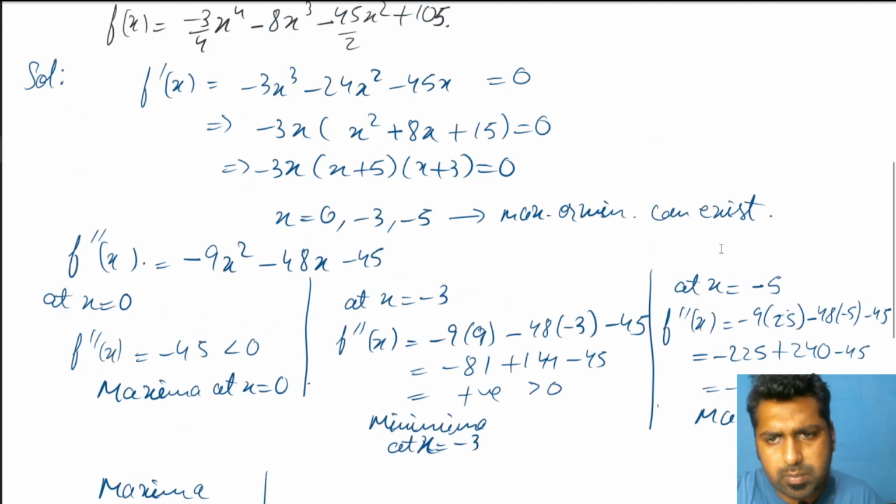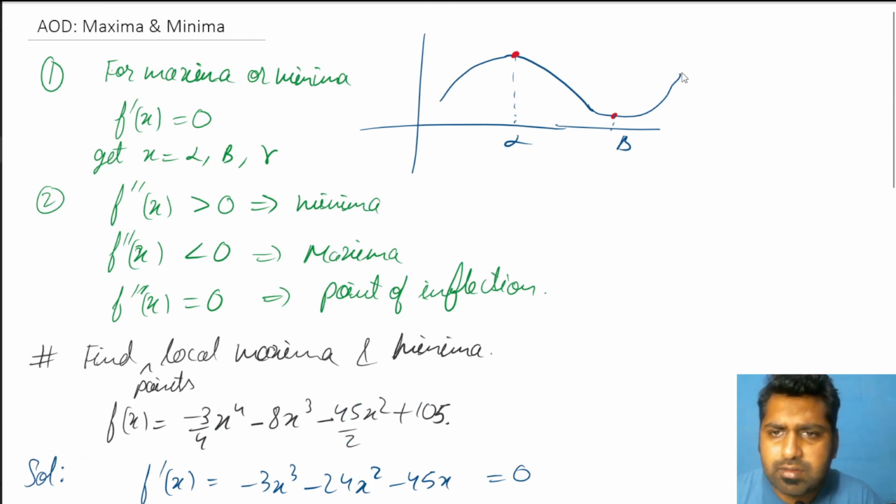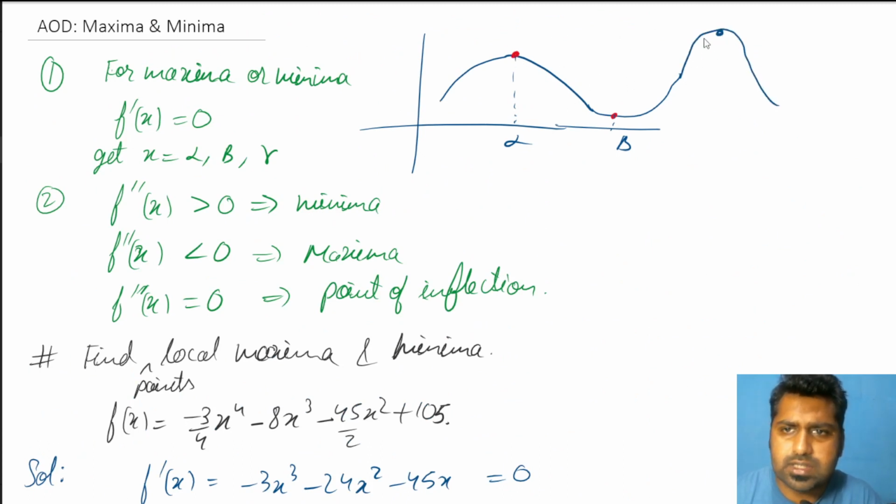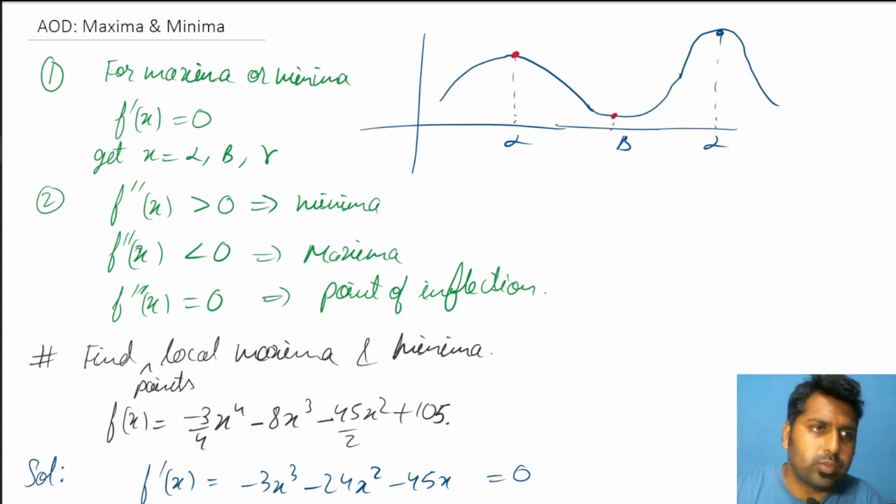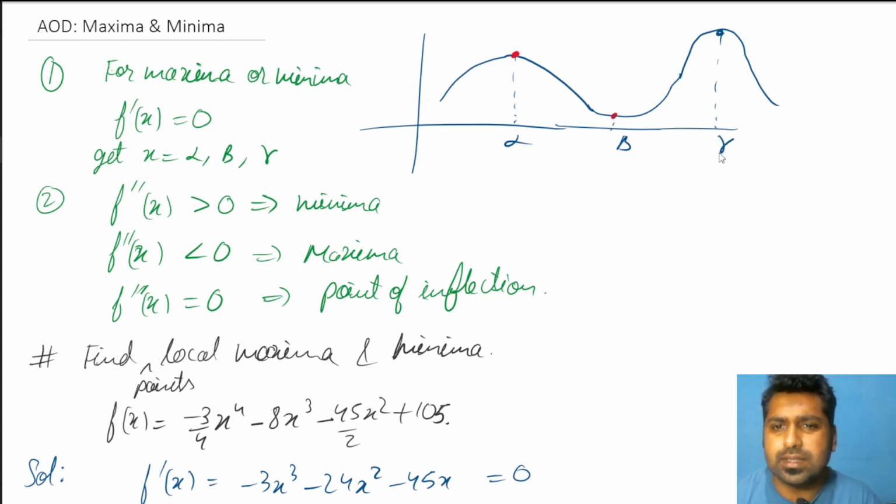What is the meaning of local maxima here? You can again have a maxima like this. So this will also be a maxima. This is also a maxima. Now out of those two, one is absolute maxima. Absolute means clearly you can see at this value, let's say gamma, the value of y will be much more.